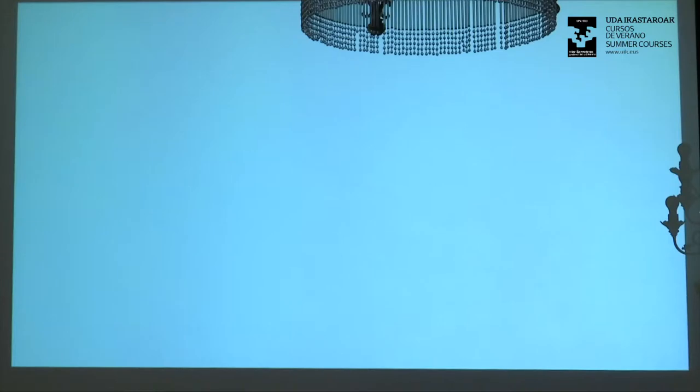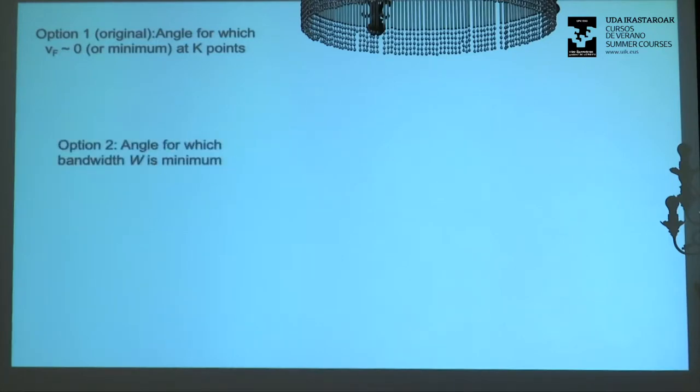So the question is now, what should we call the magic angle? One option is the original definition: the angle for which the Fermi velocity is zero, or minimum, depending on the model, at the K points. That was the original definition by MacDonald. But you could argue that it would make more sense to call the magic angle the angle for which the bandwidth is minimum, since the bandwidth is what is important for these correlated effects, because it's a competition between kinetic energy and interaction energy. These two things do not happen at the same angle. They happen at angles close to each other, but not the same angle.